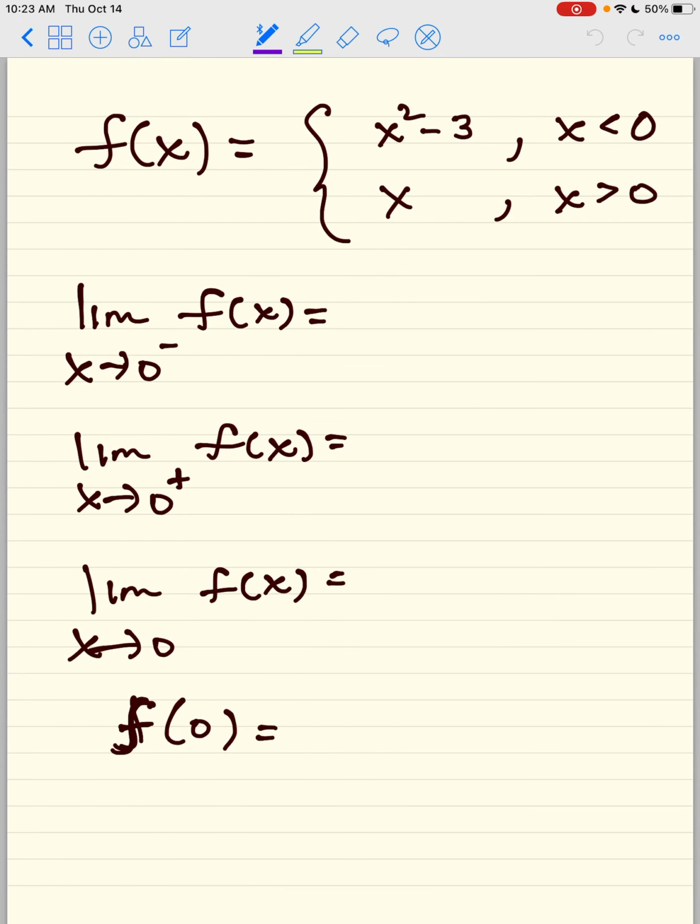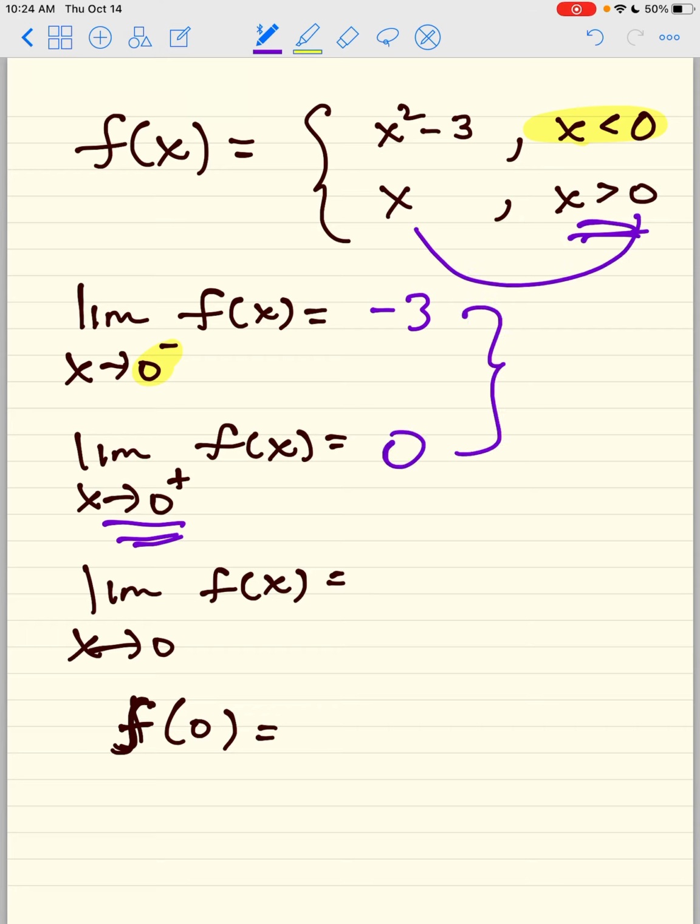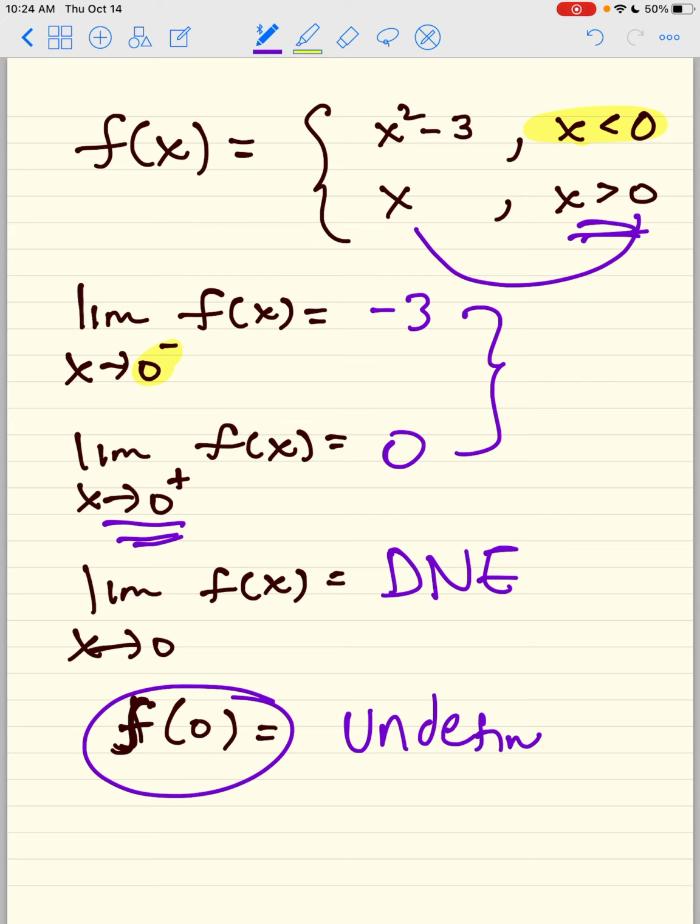Okay? Here's our final example. What is 0 from the left? Let's use less than. Okay? So 0 from the left is -3. 0 from the right, let's use greater than. Plug in 0, 0. Because these do not match, you put does not exist. And actually, this is undefined because there's no equal sign under either one of these.